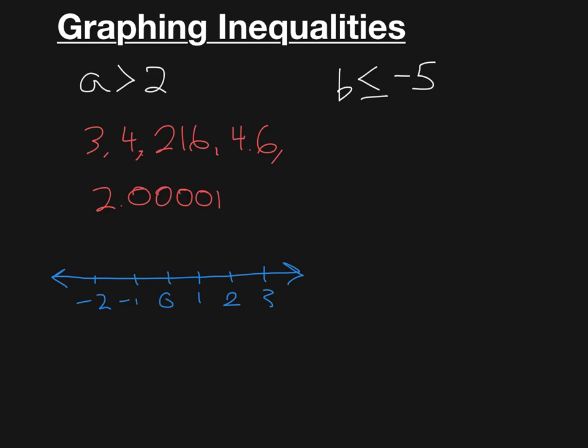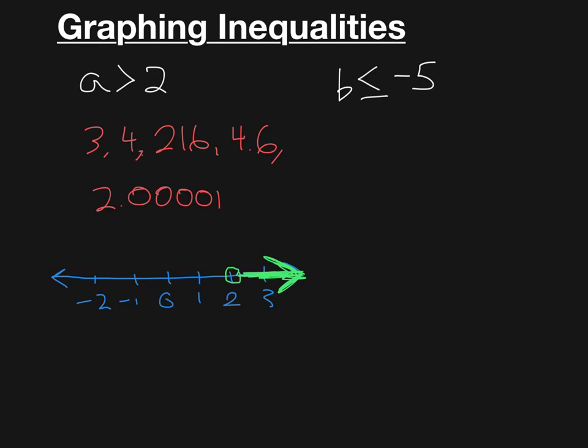So if I want to show those numbers, I can shade in all these numbers to the right of 2. But remember, 2 isn't a value. So we've got to find a way to show that all of the numbers to the right of 2 make this statement true, that a is greater than 2. So what we do is we put a circle on 2, but we leave it open because we're showing that the graph of our numbers starts at 2 and goes to the right, but it doesn't include 2, okay?